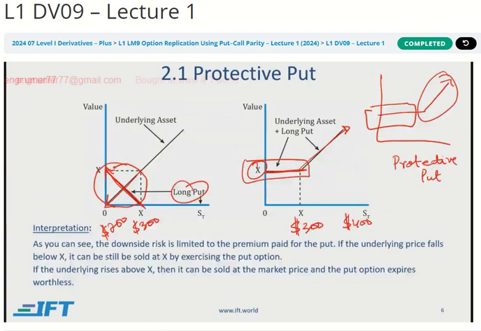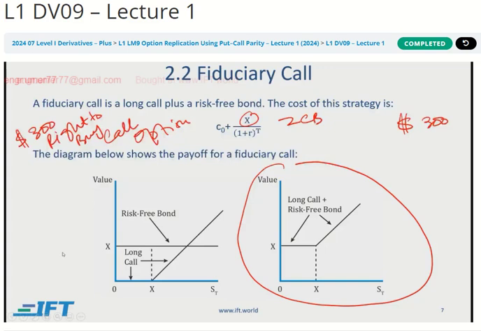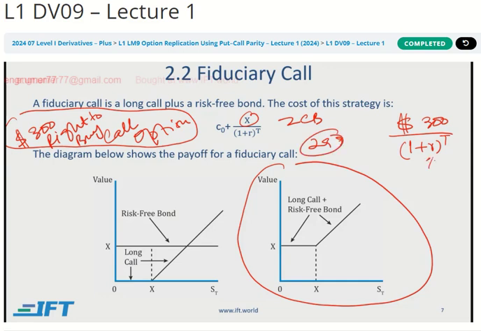Now let me come back to the fiduciary call here. So a call option with a strike price of 300, the right to buy Apple shares at 300, and a zero coupon bond with a face value of 300. Now face value of 300 means it will give you 300 at maturity. You might be paying less for that right now when you're buying it, maybe $299 or $298 or whatever, depending on the interest rate and how much time duration it is for. But this 300 is the face value which you will get at maturity.